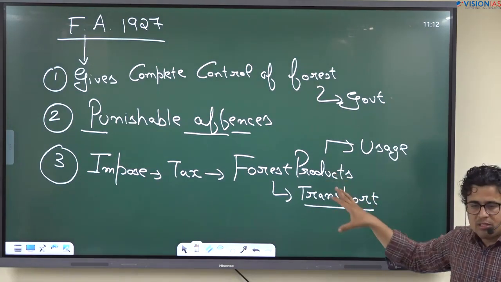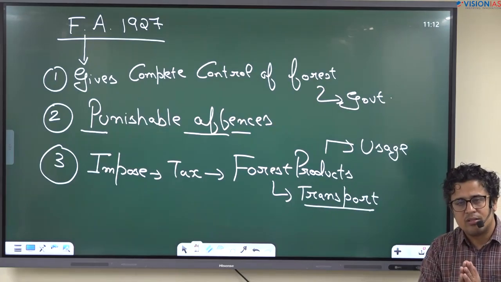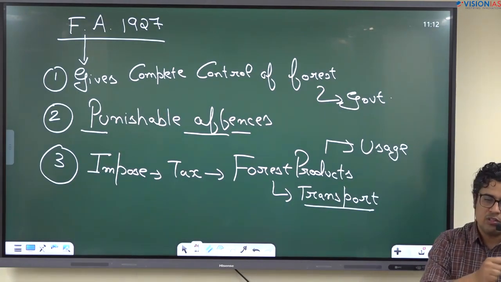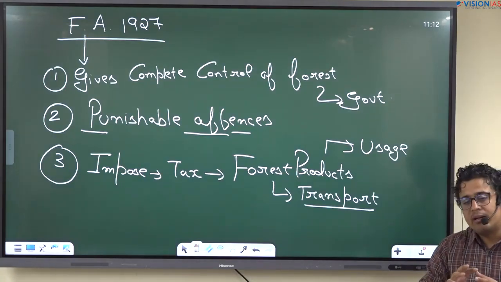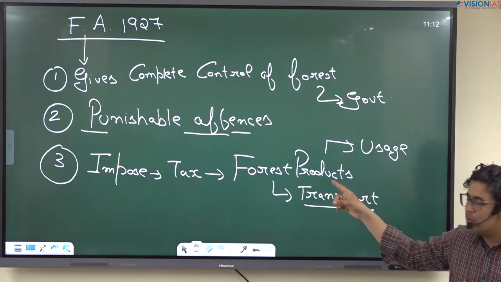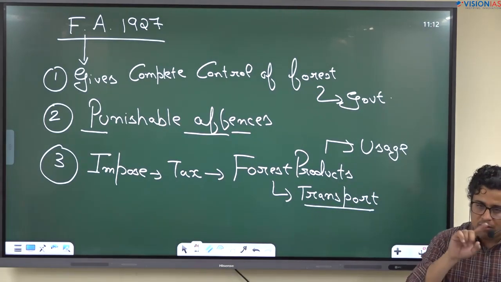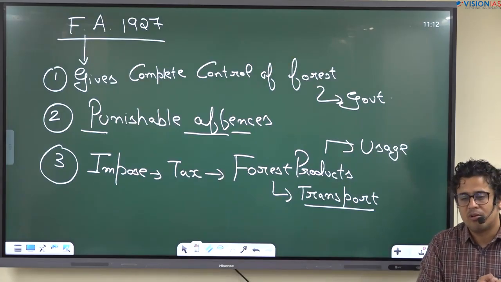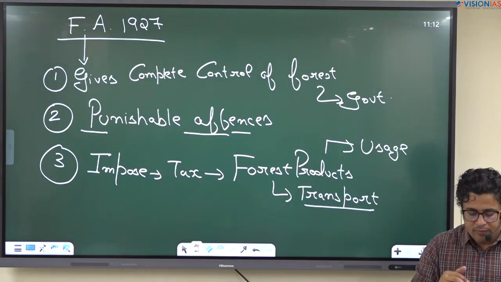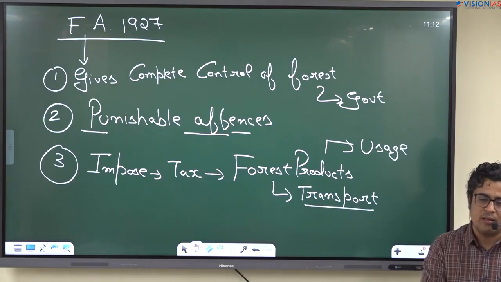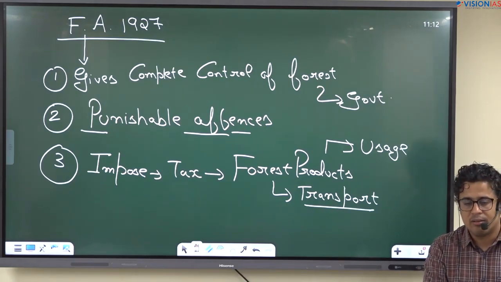See, what is a punishable offense according to Britishers? Punishable offense is you cannot go inside a forest and cut a tree. You cannot go inside a forest and take your animals for grazing. So they deliberately did that. They did not include hunting in this because Britishers used to hunt. So for them, hunting was not a punishable offense. But when India got independent, India made a separate act to stop hunting, the Wildlife Protection Act.